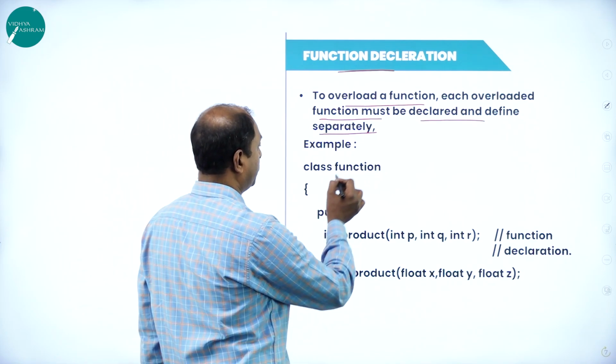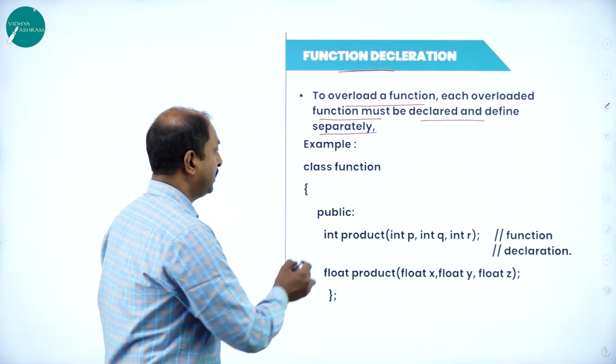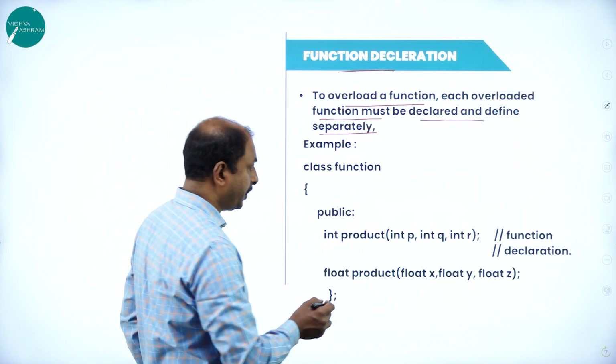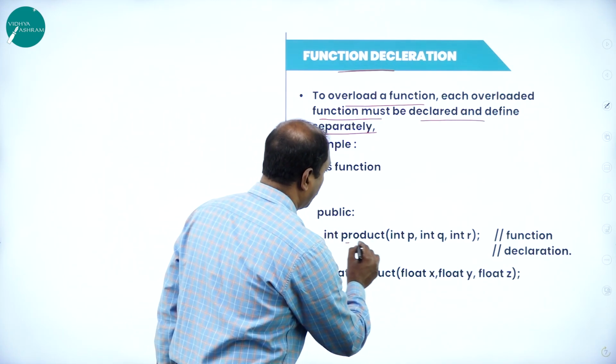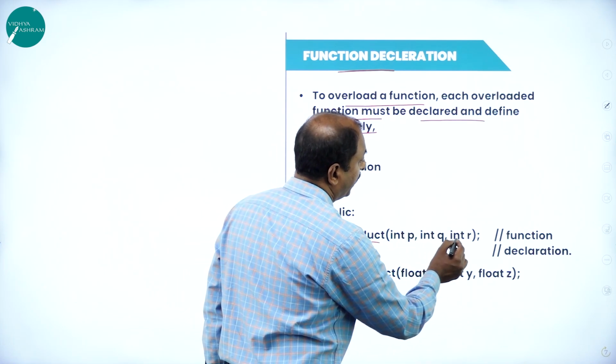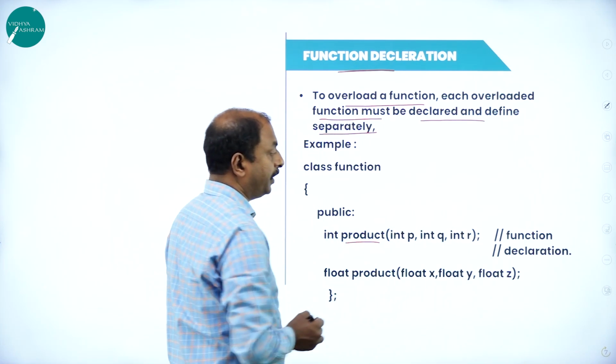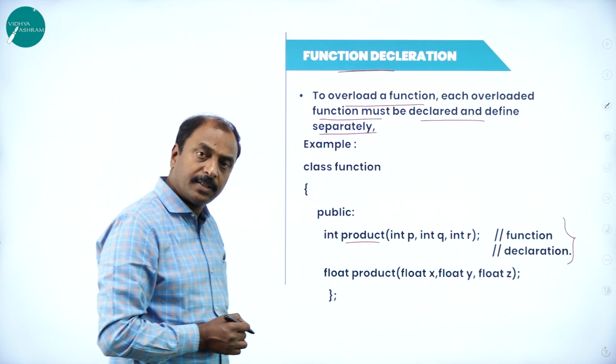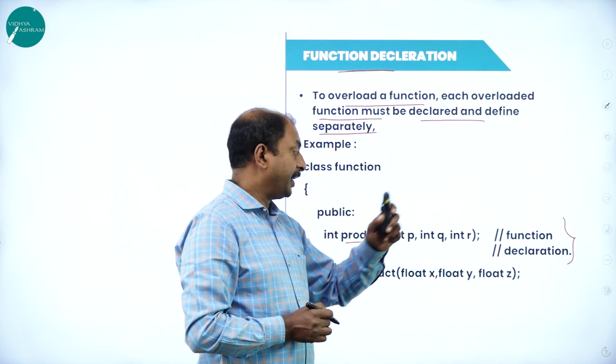Class function, this is the name of the class, and under the public access specifier, we have a function int product(int p, int q, int r); semicolon. So this is a function declaration inside the class.